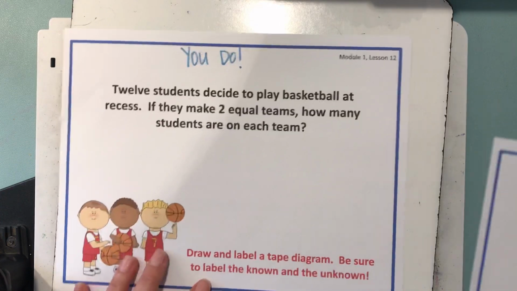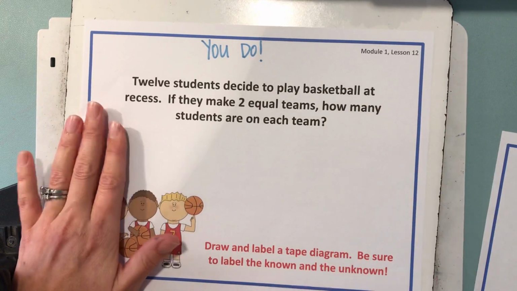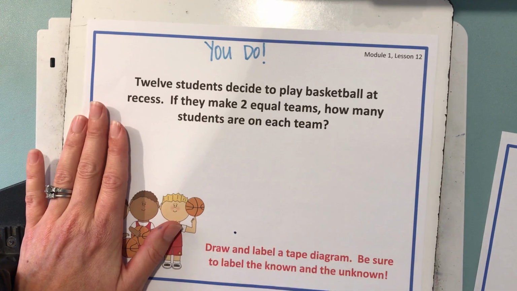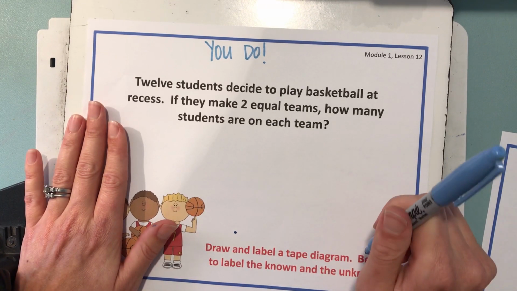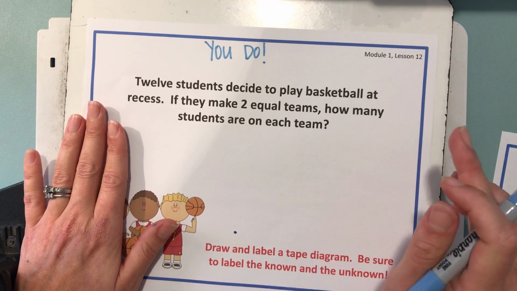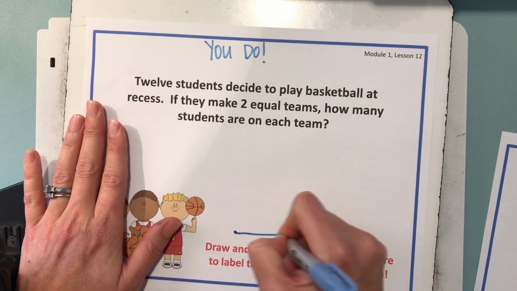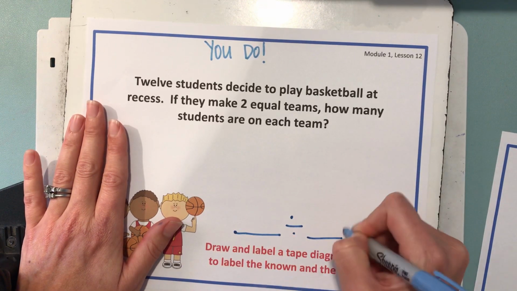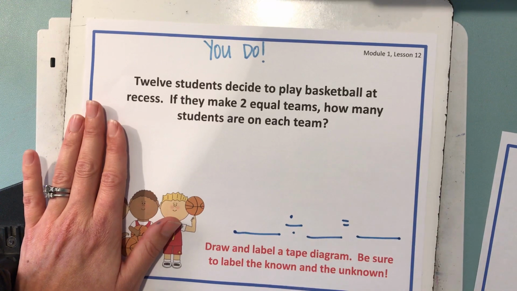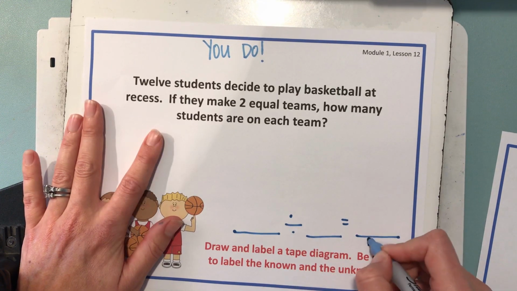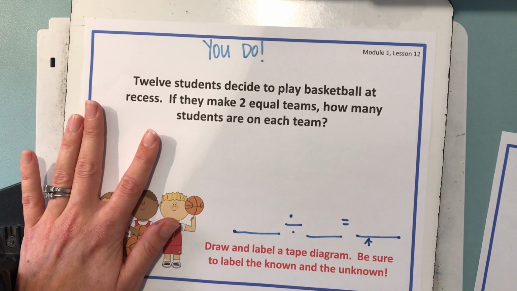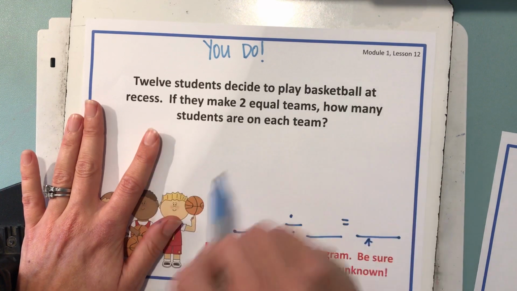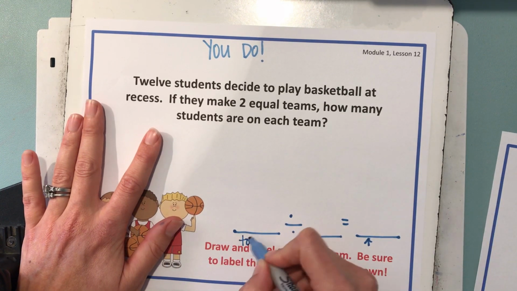Okay, now it's your turn. I'm going to read it to you. You need to get your whiteboard, your dry erase marker, and your eraser. So pause the video. Okay, so we are trying to find out what the quotient is right here, but we don't know what that is yet. Let's read the problem and figure out where each of these go.